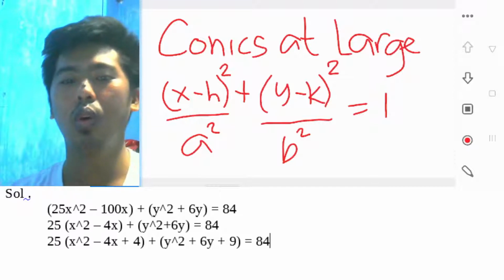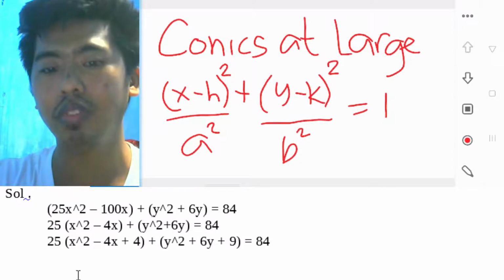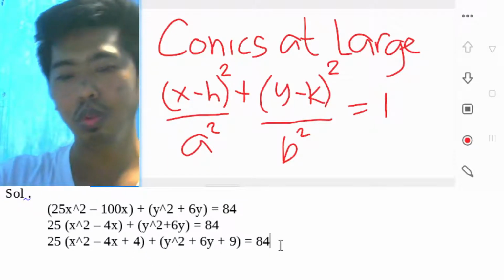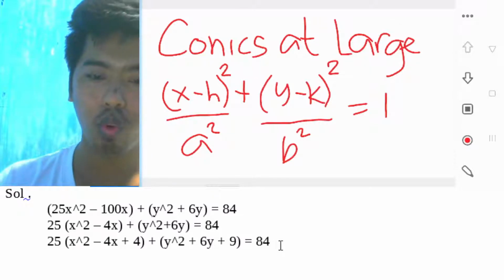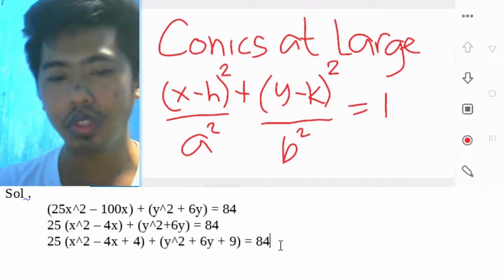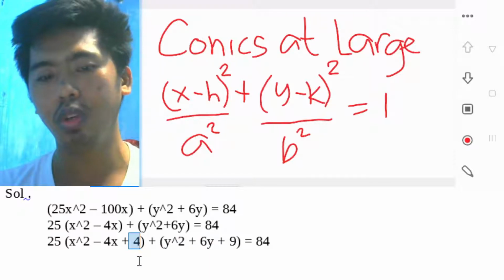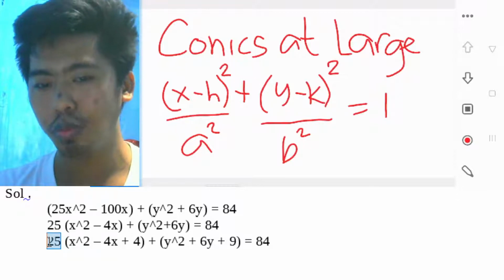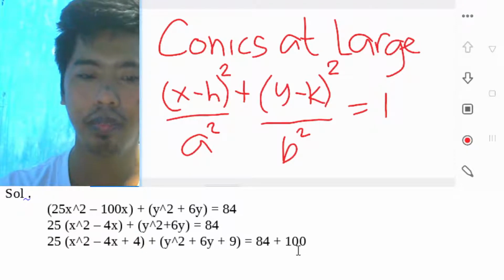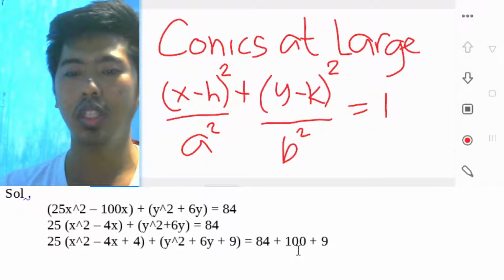84. Now, as what we have learned in this topic before, what we did on the left side, we're going to do as well on the right side. So we add 4 and we add 9 to the right side. And please don't forget the 25, guys, since this constant 4 here, we added 4, but there is a multiplier 25. So it comes along. So 4 times 25, that should be 100. Then we add 9. So the constant on the other side would become 84 plus 100 plus 9.